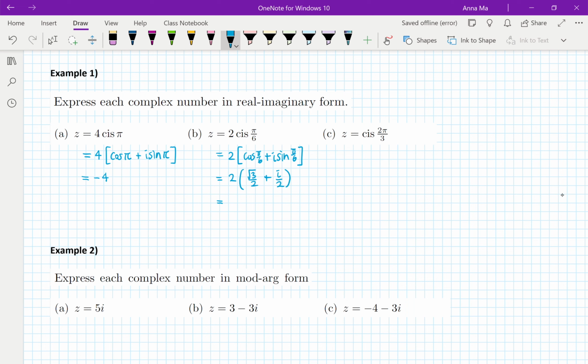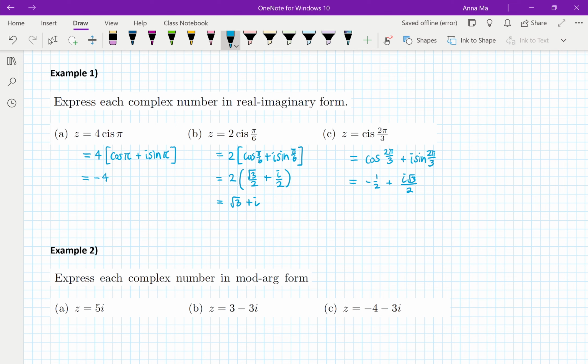And then expand and simplify where we can. Same with this one. Now we don't have anything at the front, meaning it's just 1. That's useful. Just make sure you get the signs right for these arguments. So for cos 2 pi on 3, it's going to be -1/2. But for sine, it's going to be positive √3 on 2. Oh, good. That's pretty much it, guys.